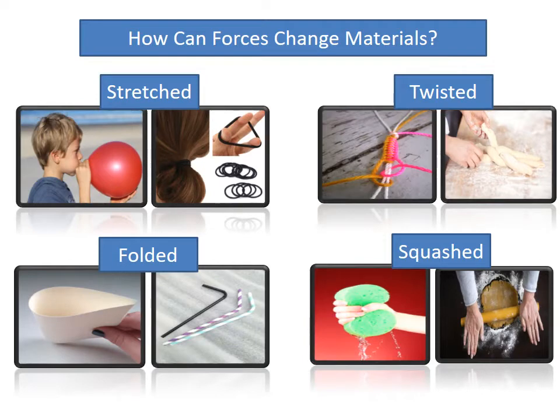Some materials can be folded or bent. Paper can be bent and folded into different shapes. A straw can be bent to make drinking from a cup easier. Other materials can be squashed. A sponge can be squashed to squeeze out water. Dough can be squashed with a rolling pin to flatten it.